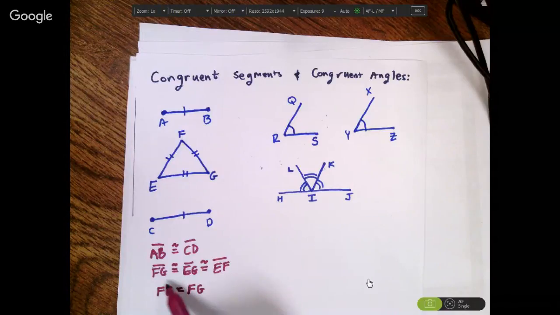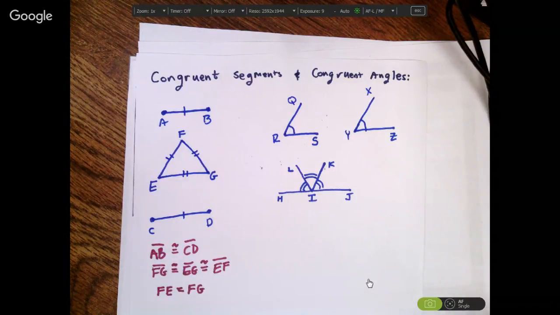Notice I did not put a segment line above it. When you don't do that, I'm saying the length from F to E. That's what that means. So this is a number. This is going to be congruent to some other part. Kind of weird. Okay. How about angles now?